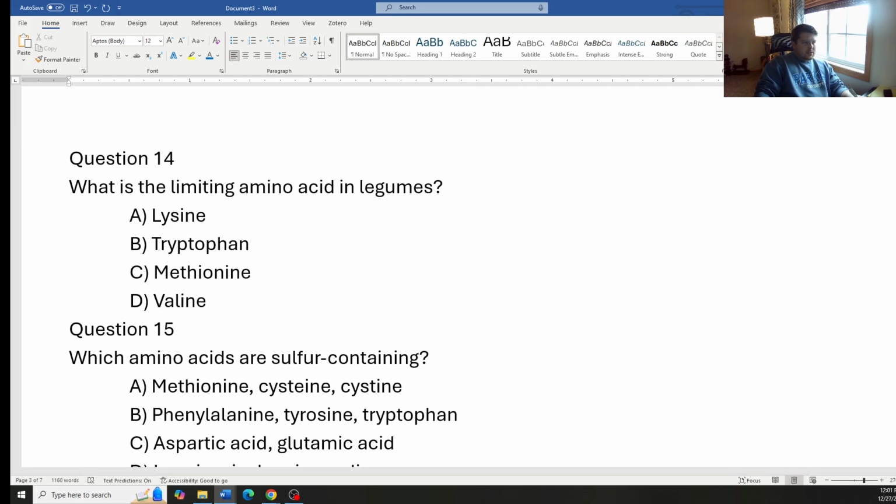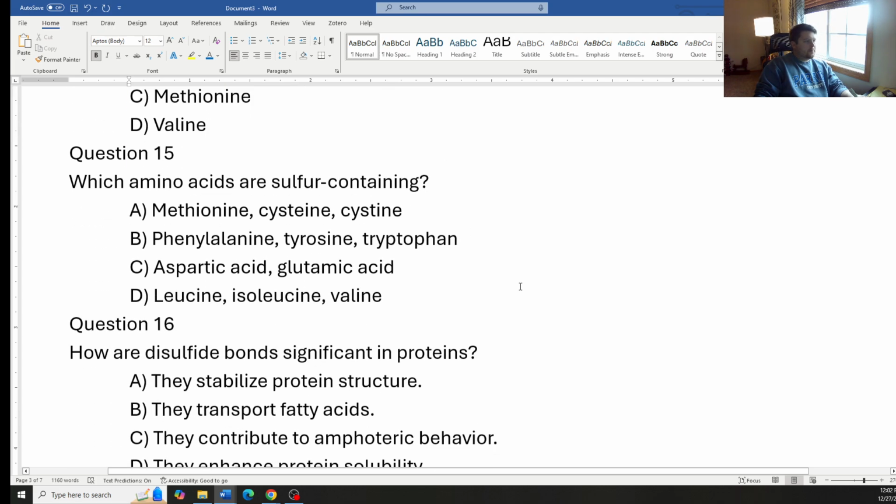What is the limiting amino acid in legumes? Lysine, tryptophan, methionine, or valine. In legumes, it is going to be tryptophan as our limiting amino acid. Again, very rarely asked, but good practice.